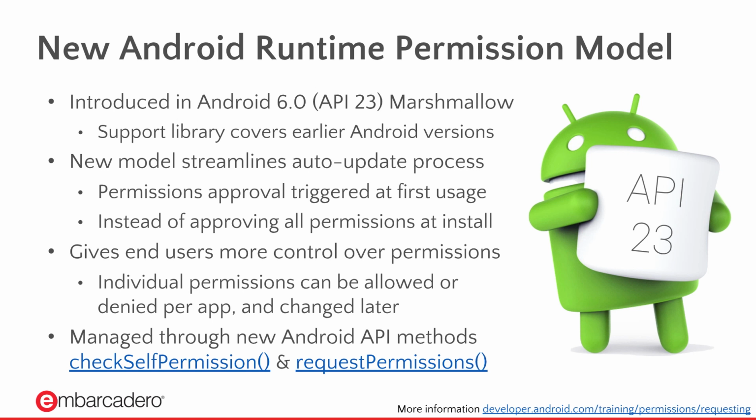But the new permission model streamlines the auto-update process and gives the user more granular control over the permissions. So instead of prompting the user for all the permissions your application may or may not use at startup, the user is prompted each time the permission is needed. The user can also allow or deny individual permissions.